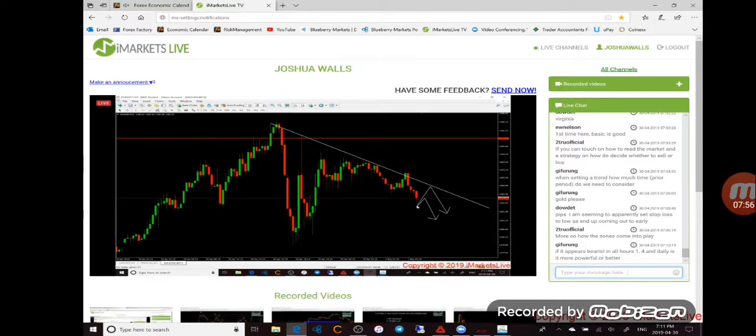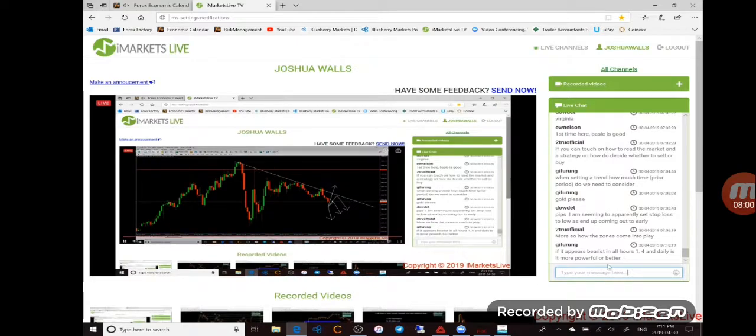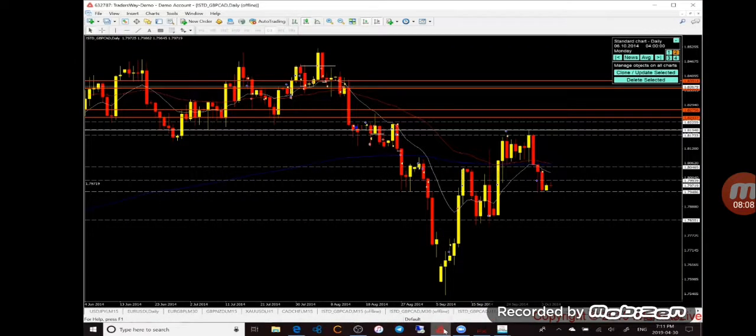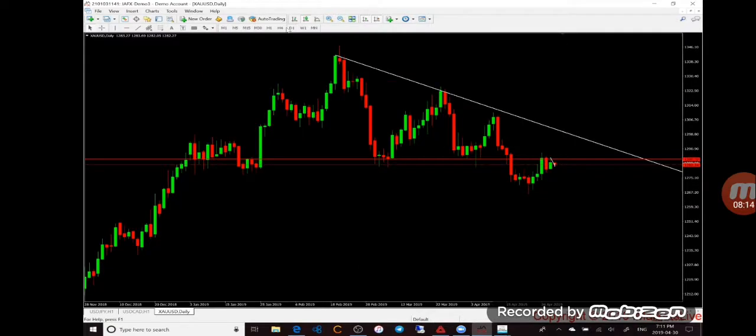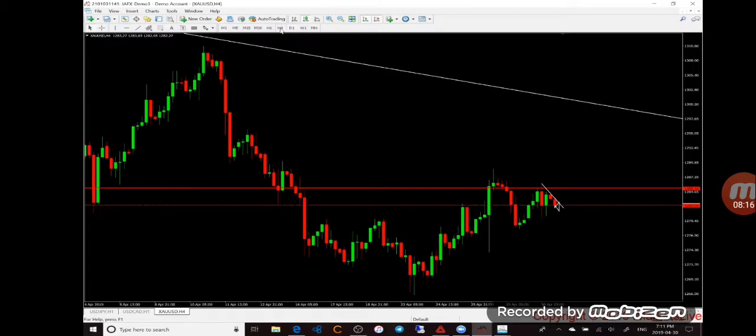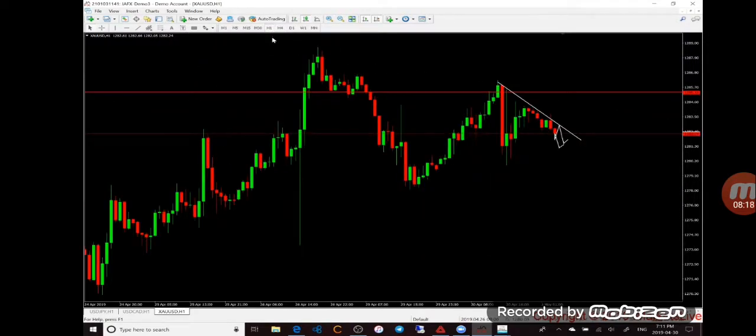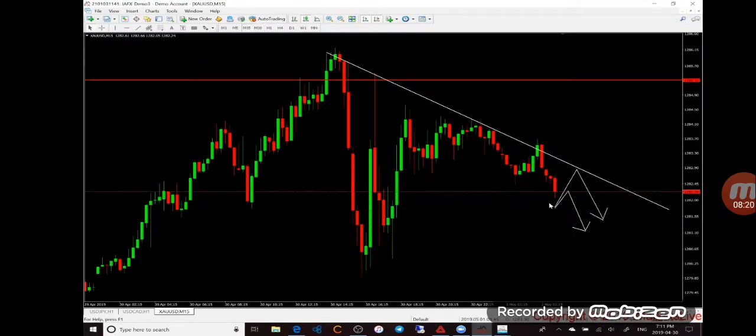More so how the zones come into play. If it appears bearish in all hours, 1, 4, and daily, is it more powerful or better? Yeah, absolutely. It's called confluence, right? If the daily's saying bearish and the 4 hour saying bearish and the 1 hour saying bearish, but the 15-minute is saying bullish, you'd be crazy to try to fight against that momentum.